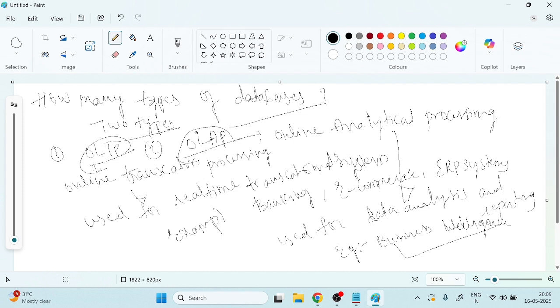ERP systems means enterprise resource planning. So it will be involved in financial, accounting, human resources, inventory management, sales, marketing, customer relationships, like that. ERP systems we call it. Okay. So guys, is it clear, everyone? Yes. Okay.